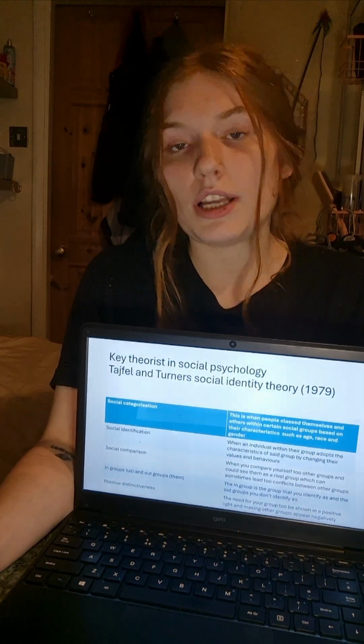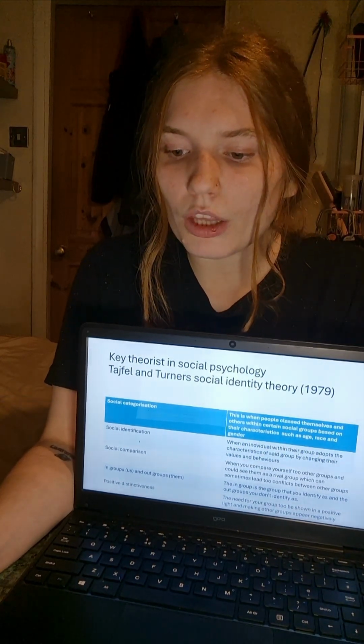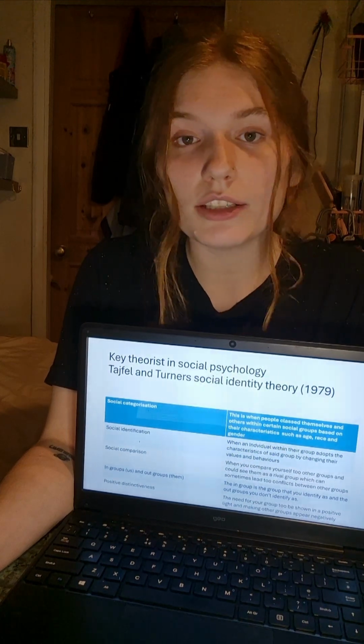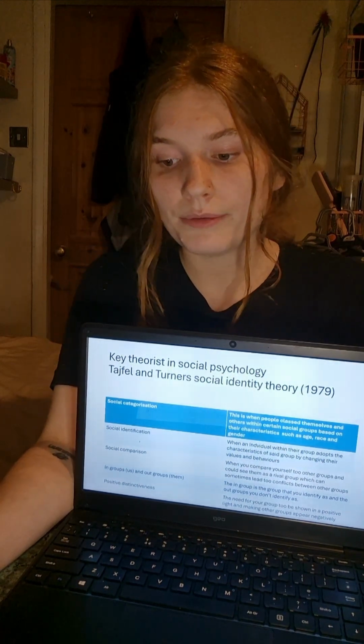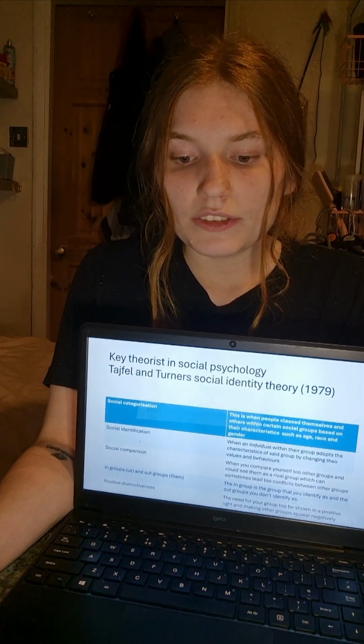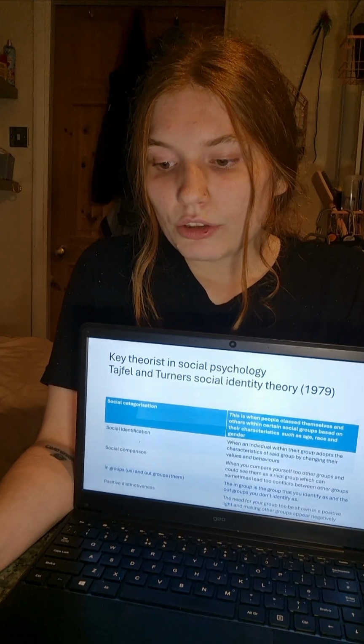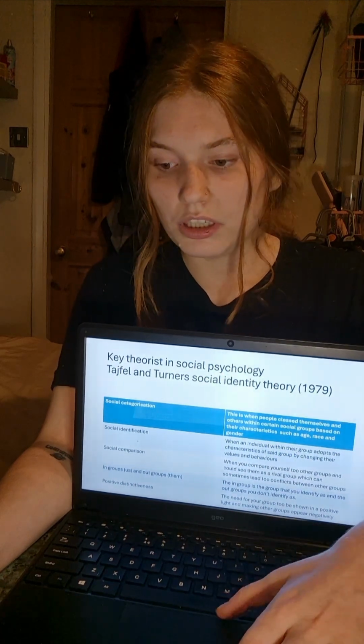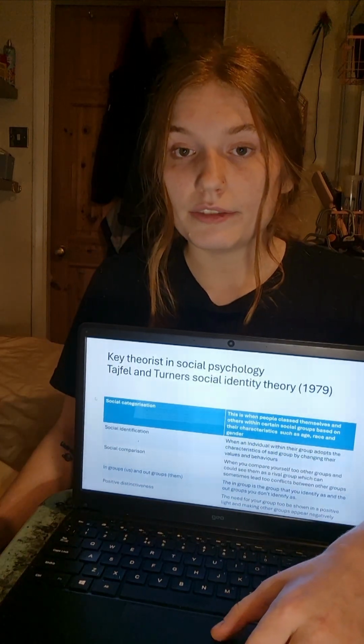In-groups, us, out-groups, them. The in-group is the group that you identify as, and the out-group is the group that you do not identify as. Positive distinctness. The need for your group to be shown in a positive light and making other groups appear negative.